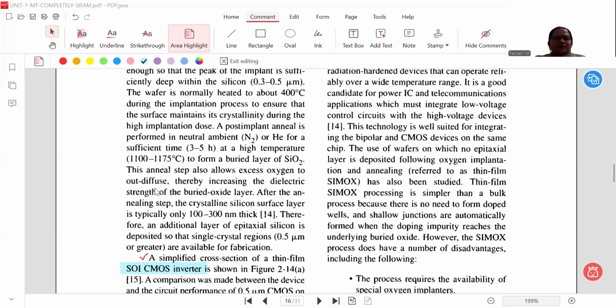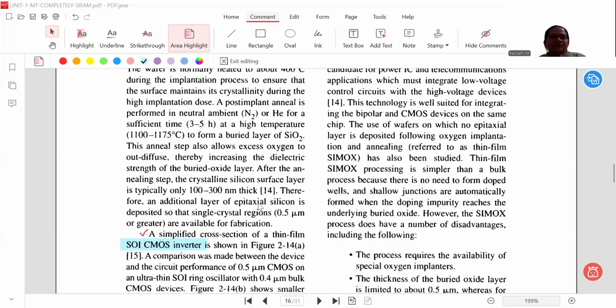And finally, the annealing step also allows excess oxygen to out-diffuse, thereby increasing the dielectric strength of the buried oxide layer. So the advantage of having this SiO2 buried layer is a strengthened buried oxide layer. Then after the annealing step, the crystallized silicon surface layer that is formed is typically only 100 to 300 nanometers thick. Therefore, an additional layer of epitaxial silicon is deposited so that single crystal regions of 0.5 micrometer are available for fabrication.